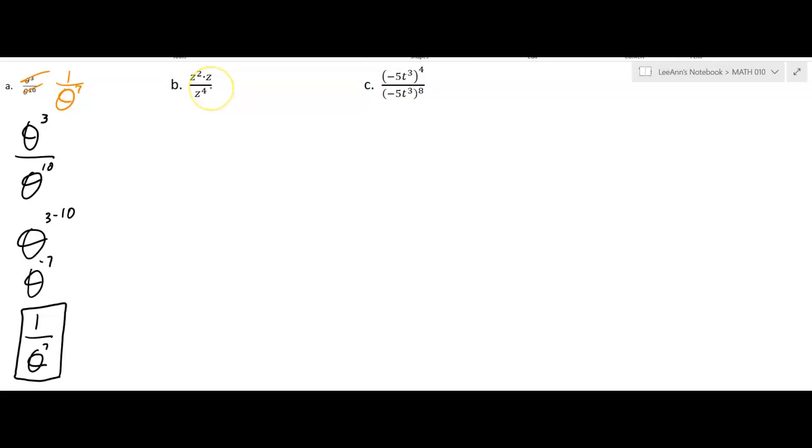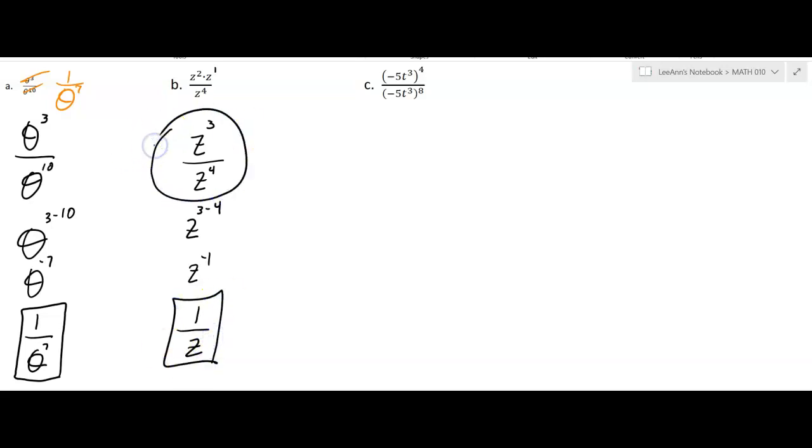Now, what about the z's? Well, in the numerator, I'm going to have z cubed, because I got 2 plus the 1 there, right? Z squared times z is z cubed, over z to the 4th. Again, you could write that as z to the 3 minus 4. That's z to the negative 1, and that's 1 over z. Or you could have just canceled right from there and gotten 1 over z.